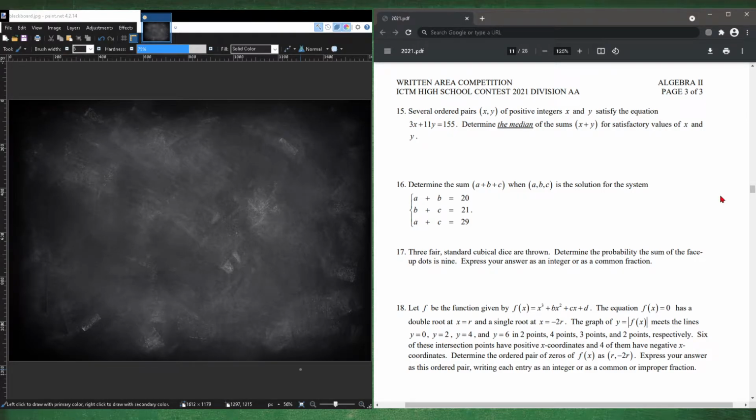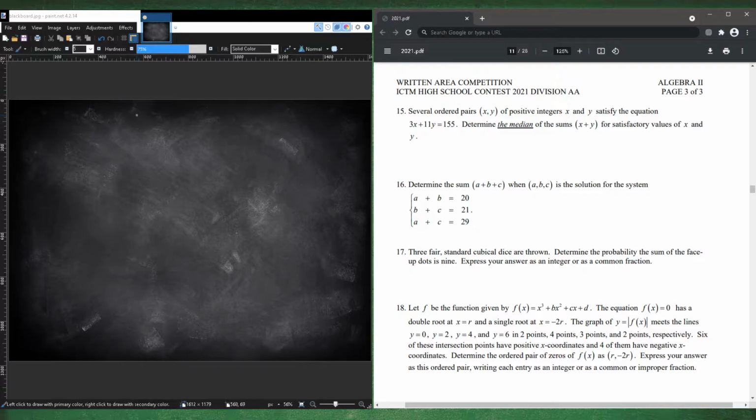Today I'll be covering the ICTM 2021 Division AA Algebra 2 questions 17, 18, and 20. Let's begin with number 17. Three fair cubical dice are thrown. Determine the probability that the sum of the face-up dots is 9.